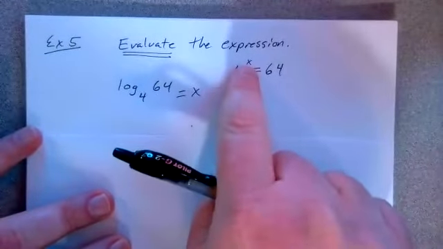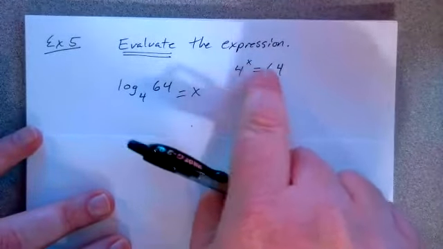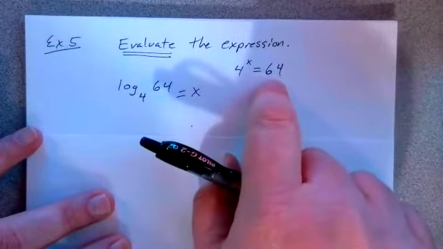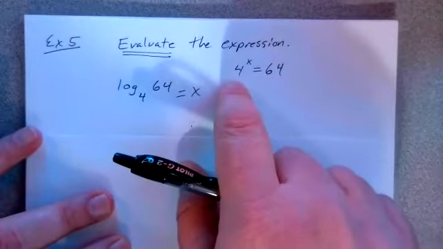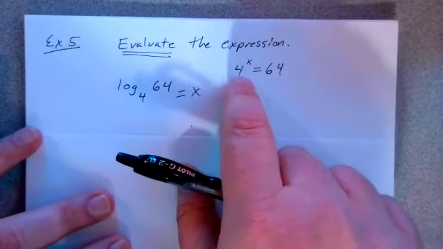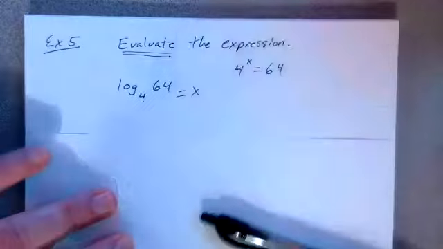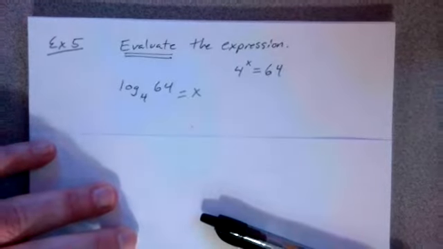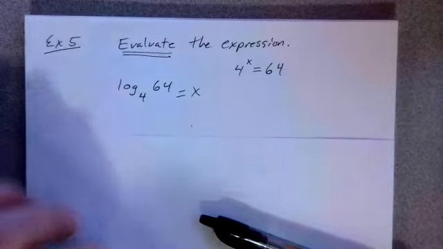Now 4 to what power equals 64? Well, I know 4 times 4 is 16, so x can't equal 2. But 4 times 4 times 4, 4 to the third power. Let's see, what's 16 times 4? I don't know off the top of my head.